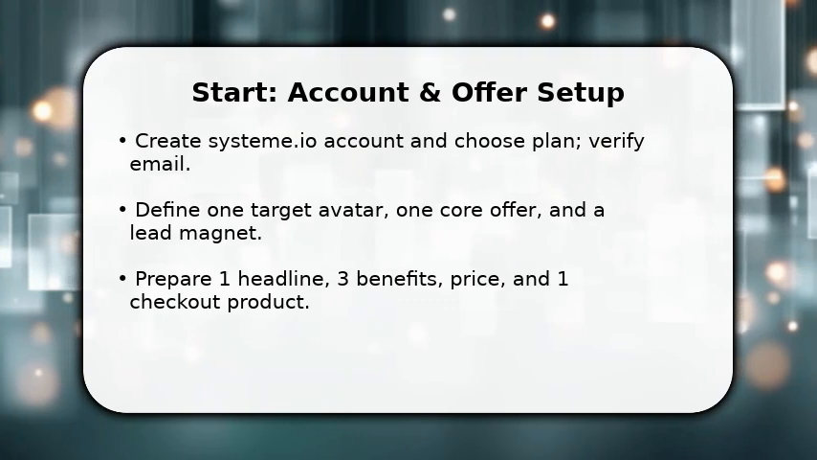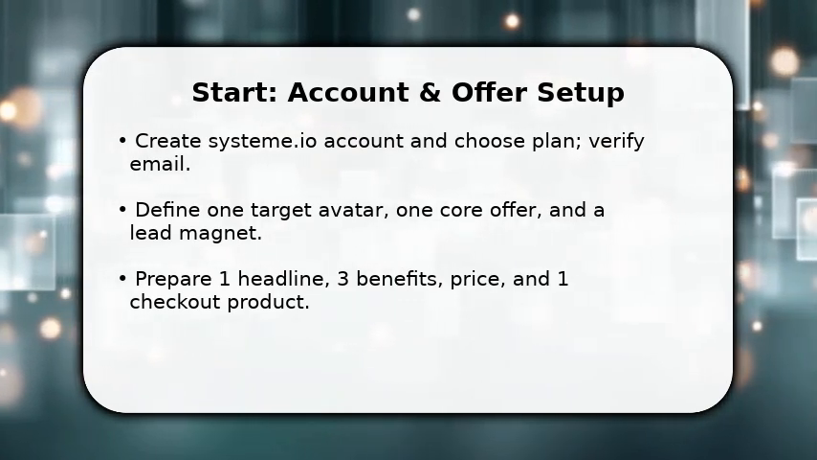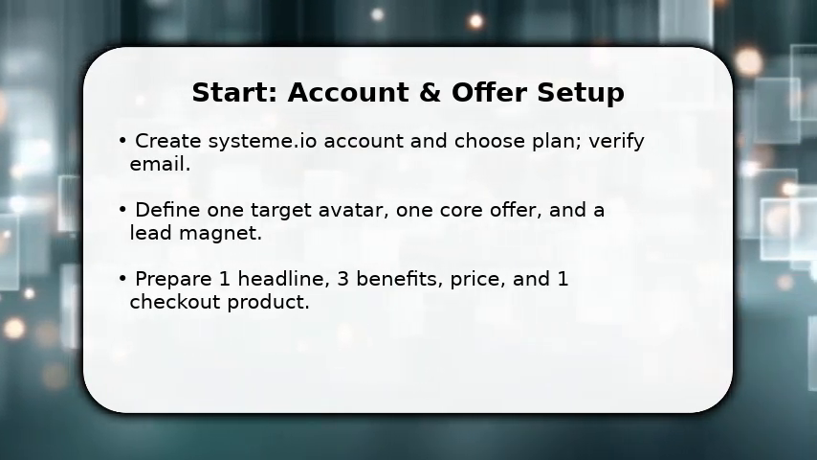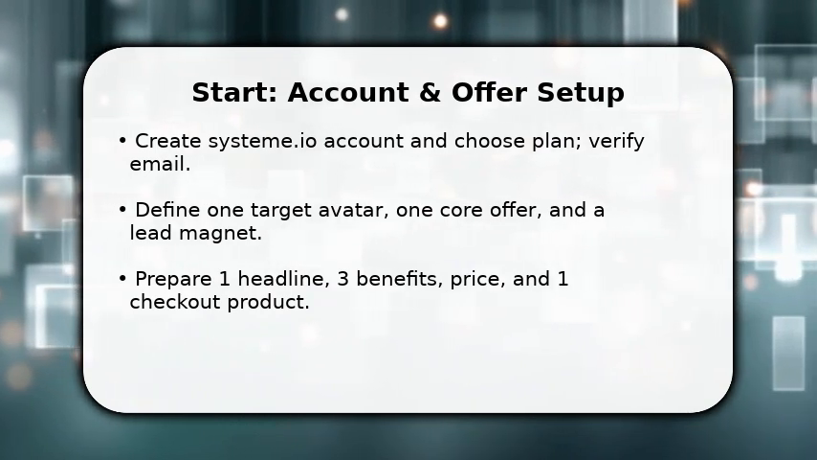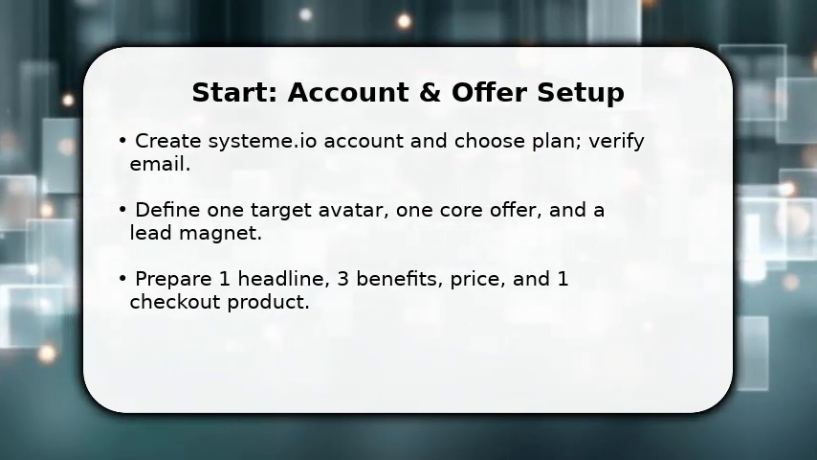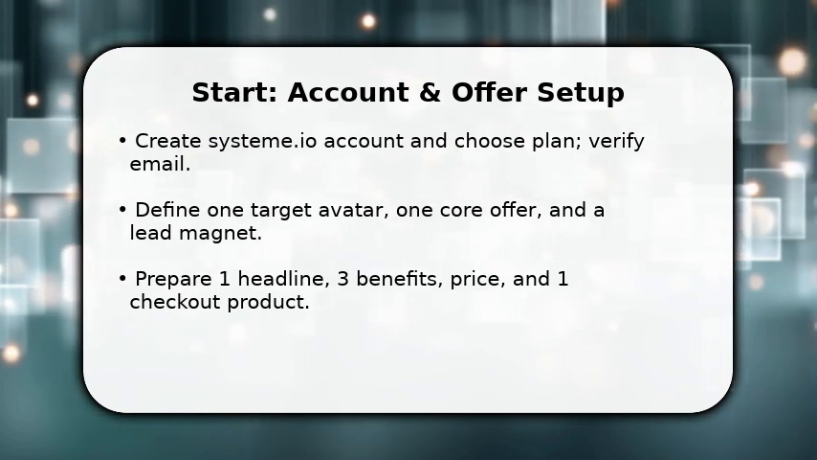You start by opening your system EO dashboard and confirming your account. Once done, create the product and lead magnet. Next, map the funnel objective, lead capture, tripwire, or direct sale, and choose the offer price.